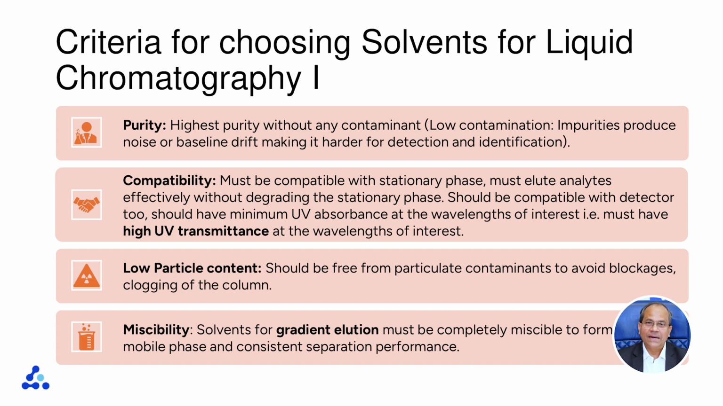Third is low particle content. The solvent must be free of particulate contaminants to avoid clogging or blockages of the column, very important for prep HPLC, UHPLC or ULCMS. Next is miscibility. Solvents for gradient elution must be completely miscible to form a uniform mobile phase so as to give consistent separation performance.